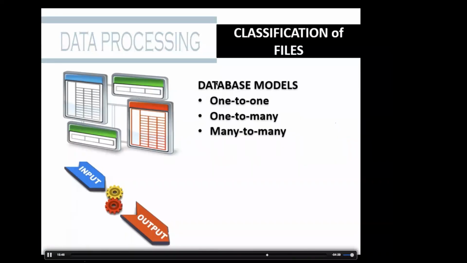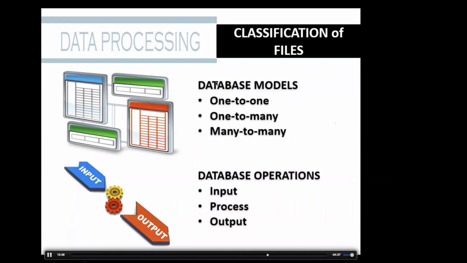Next is the classification of files, which is classified into two: database models and database operations. For database models, we have one-to-one, meaning a single data element in relation to a singular data element. Example, an individual medication order. For one-to-many, a single data element related to more than one data element. An example, an individual medication order with multiple doses.